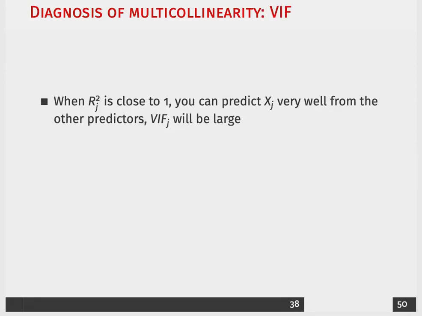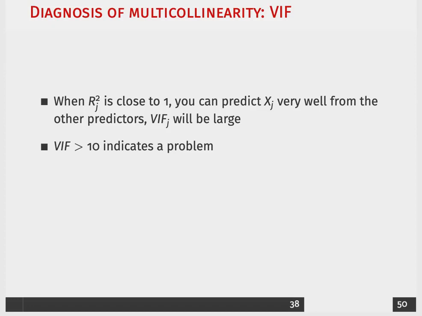As a pleasant reminder of how we interpret the R squared value in the VIF, when R squared is close to 1, that means that you can predict that covariate very well with the other predictors. So the VIF is going to be large. It's signaling that it is highly predicted by our other covariates.